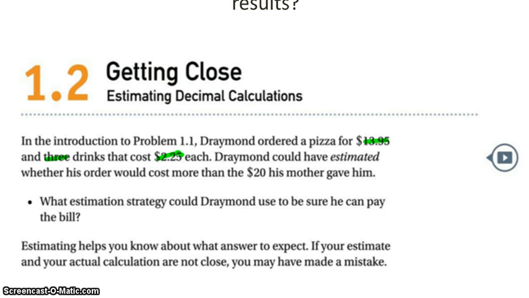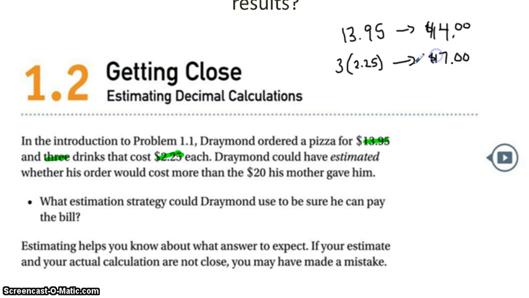So here's one way of doing this. The first way would be to round $13.95. So we can say that $13.95 is close to or about $14. Okay? So this would be about $14. Then we have 3 drinks at $2.25 each. So 3 times $2.25 would be close to $7. Okay, so that'd be $7 there.